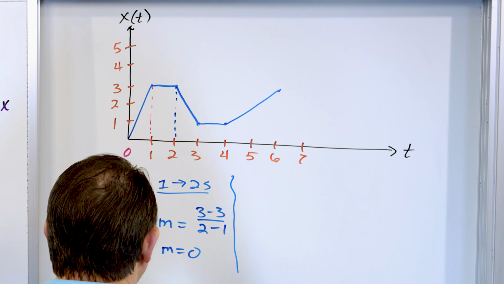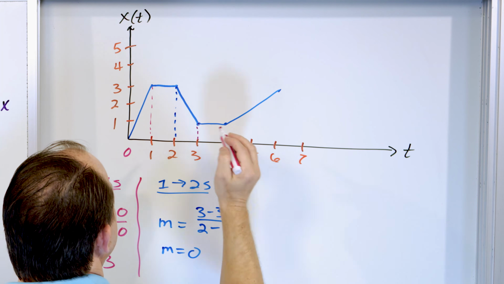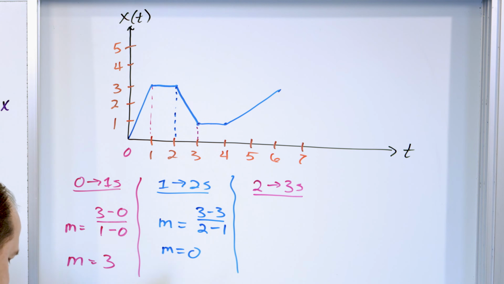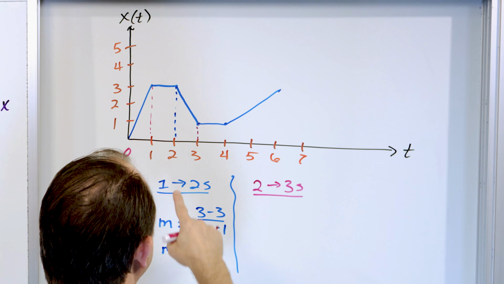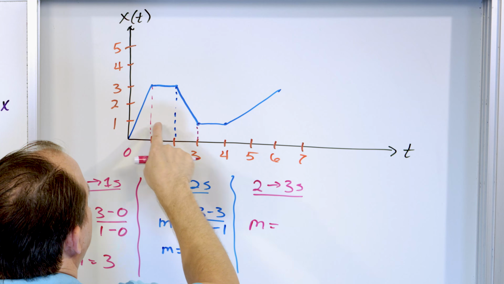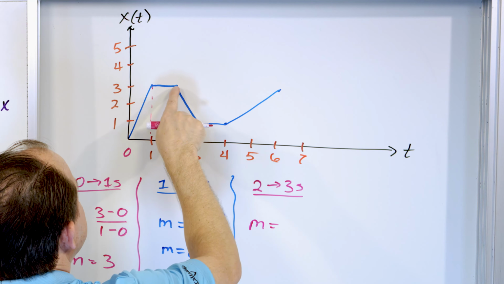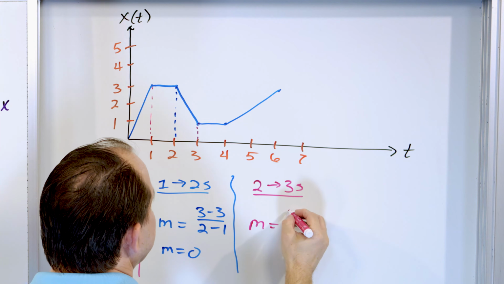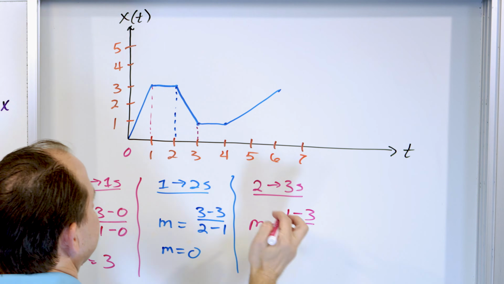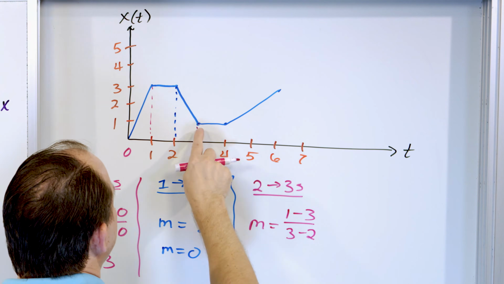Okay, let's go back here, and from 2 to 3 seconds, right, we're going to be in this window right here, from 2 to 3 seconds, the slope is going to be the second y value. The second y value is 1, and then the initial y value is 3. So it's actually going to be y2 minus y1, and then you're going to go 3 minus 2. So the second point minus the first point.